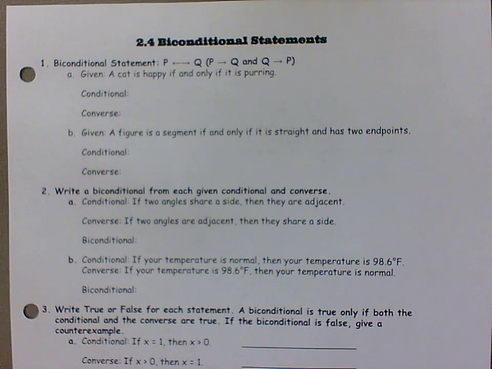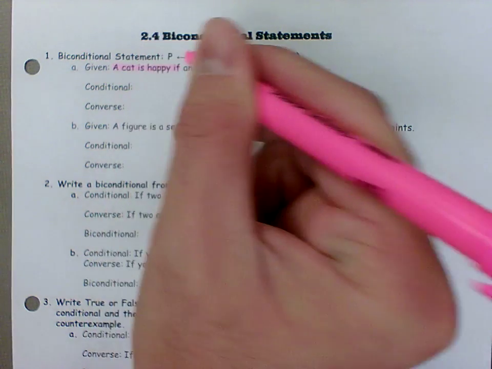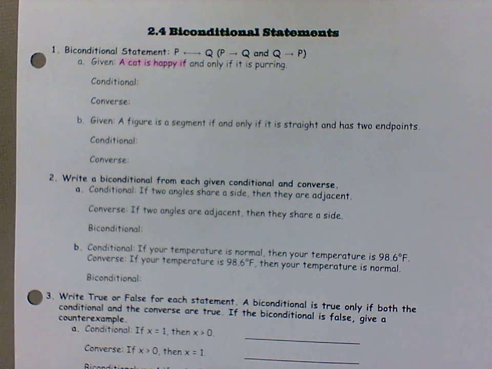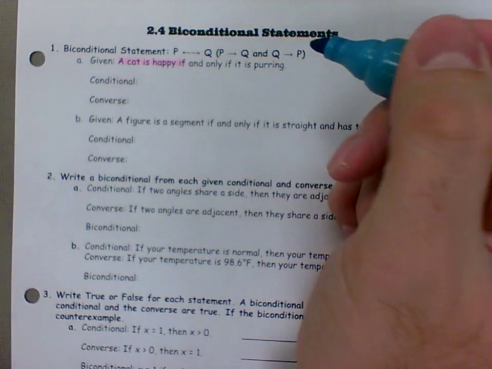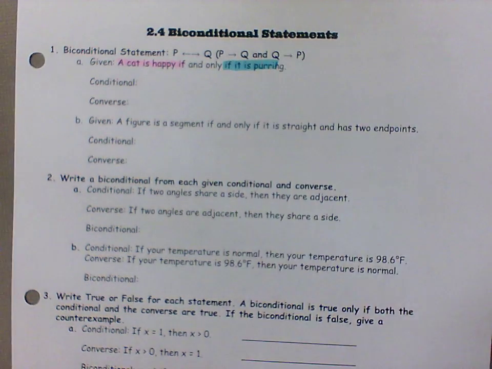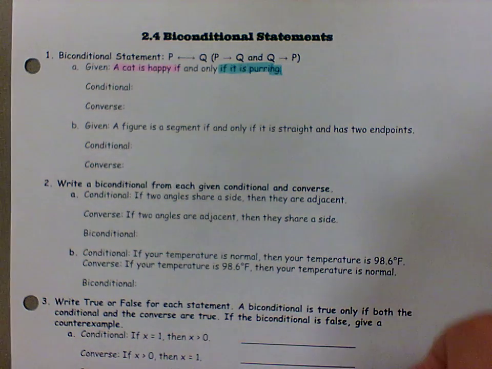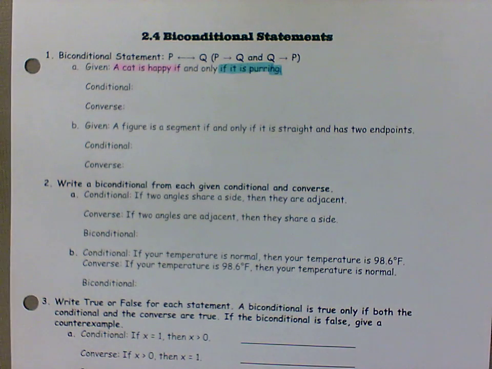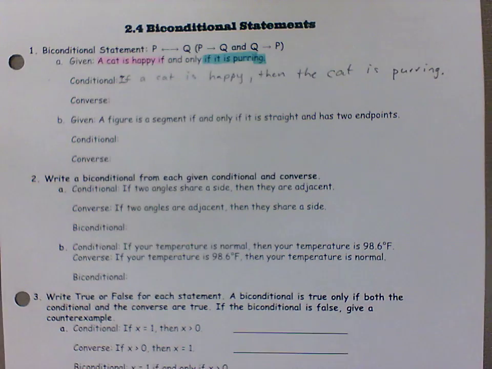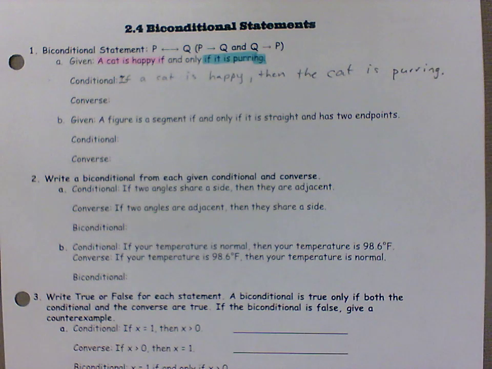So let's highlight our pieces of information. So our first part here, a cat is happy, is going to be our hypothesis, and our conclusion that it is purring is going to be our conclusion. So then we can write our statement as a conditional. So our conditional: if a cat is happy, then the cat is purring.